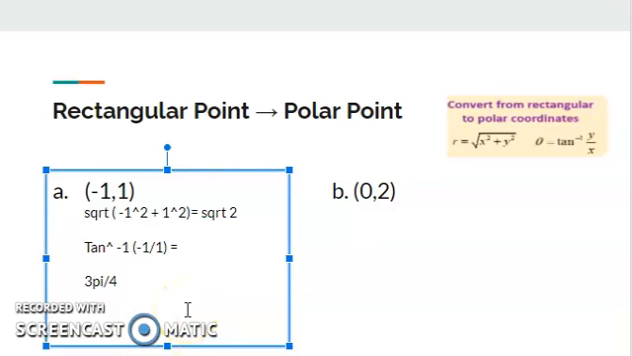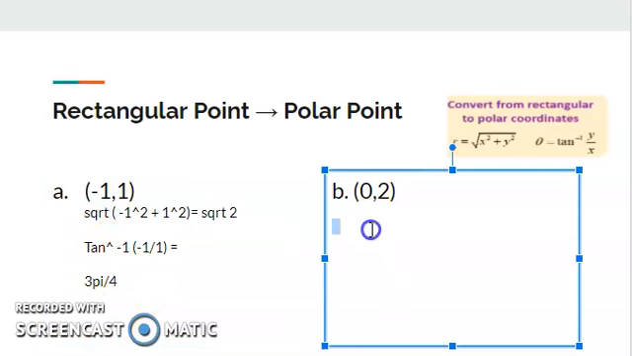Now there's also another angle where tan is negative 1, and that is 7 pi over 4, but the only reason we're not going to use that is that when we're converting from a rectangular point to a polar point, we have to stay in the same quadrant. So since negative 1, 1 is in the second quadrant, and 3 pi over 4 is also in the second quadrant, we use 3 pi over 4. Because 7 pi over 4 is in the fourth quadrant, we do not use 7 pi over 4.